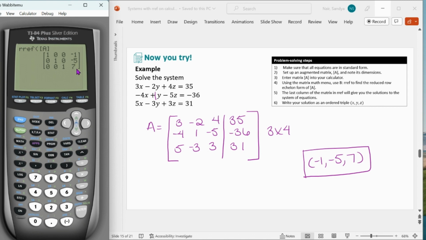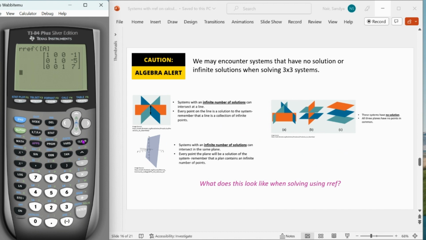z equals 7. So now remember when we talked about solving systems, we said that we may encounter systems that have no solution or infinite solutions when we're solving. Remember that if a system has all three planes intersecting in a line or in a plane, we'll have an infinite number of solutions. If all three planes have no points in common, all three of them, that means we'll have no solution. So what does this look like when we're solving using reduced row echelon form?